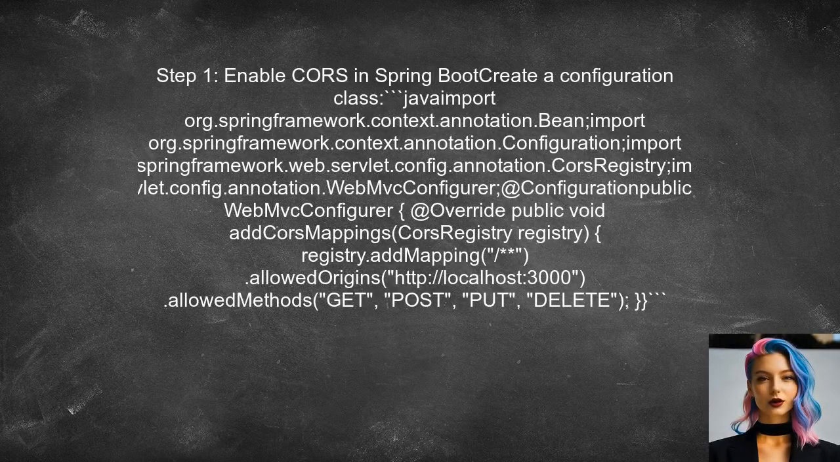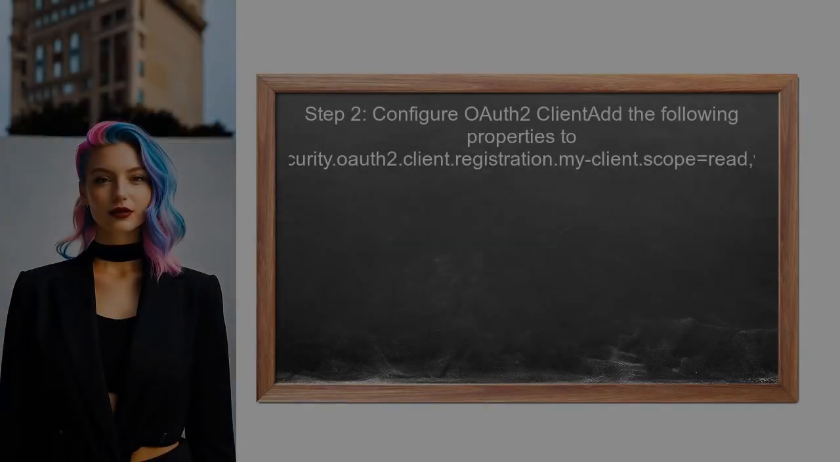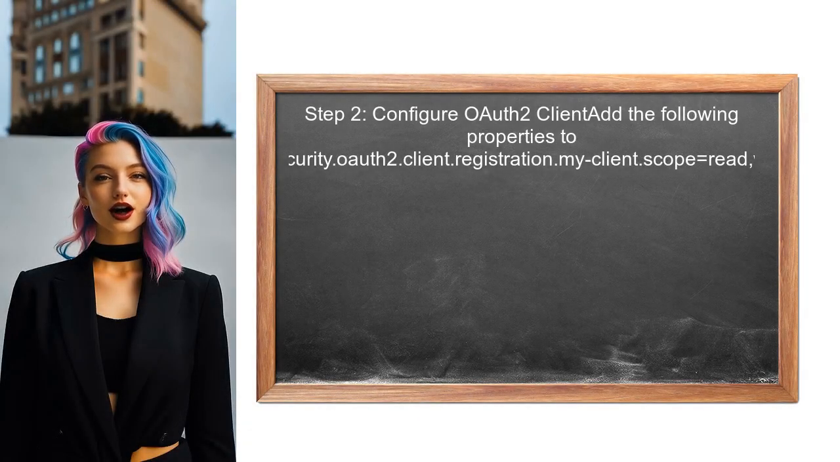To address the CORS issue with Spring Security, the user should first enable CORS in their Spring Boot application. This can be done by adding a configuration class. Next, the user should ensure that the OAuth2 client is properly configured in their application. This involves specifying the client ID and secret in the application properties.